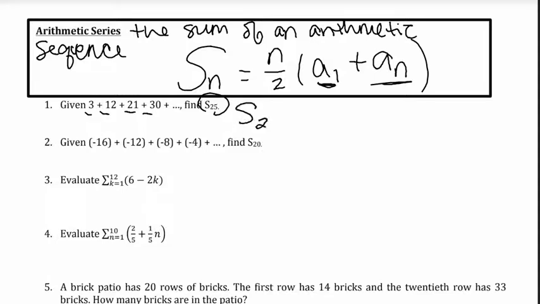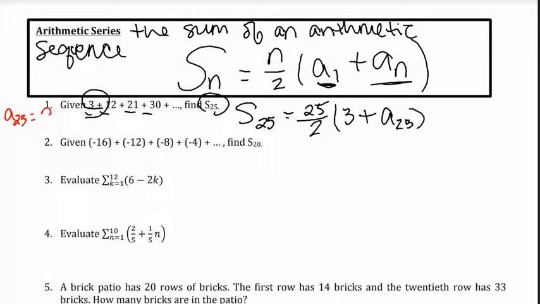So I'm going to do S sub 25 equals 25 over 2 times a sub 1, which my first element is 3, plus a sub n. So that's a sub 25. I don't know what my 25th element is. So this is where then we have to connect it to what we just learned about sequences. So to find my 25th element, I'm going to do the sequence formula. So my first a sub 1 plus n minus 1 times d. So a sub 1 is 3, n minus 1, so that's 24 because n is 25.